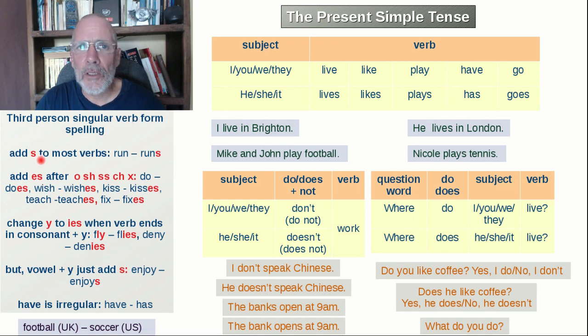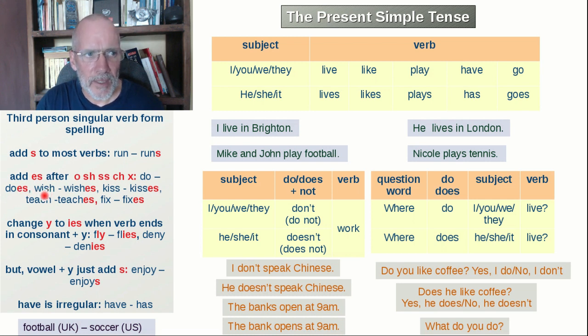Add s to most verbs. For example, run becomes runs. This is what we saw here with lives, likes, and plays. We're just adding an s to the base form of the verb. But add es after the letters o, sh, double s, ch, or x. For example, do becomes does. The third person singular form of do is does.